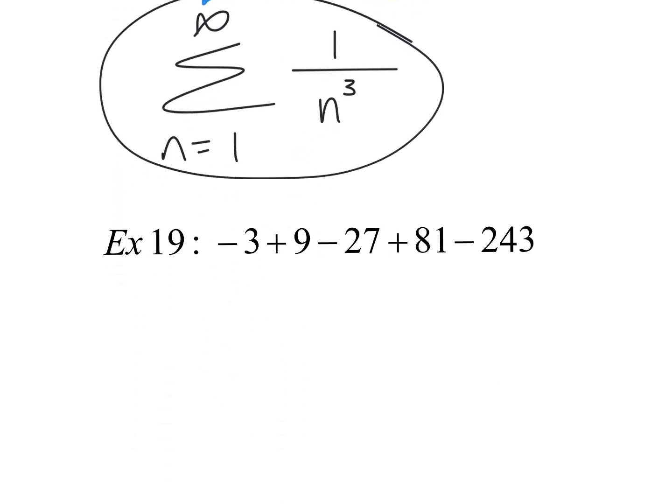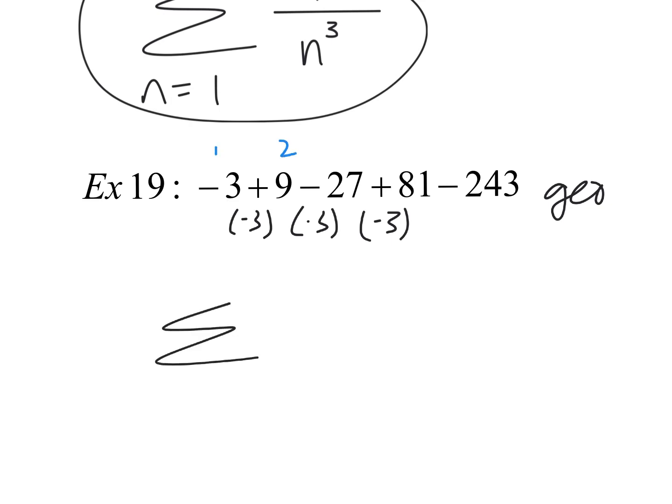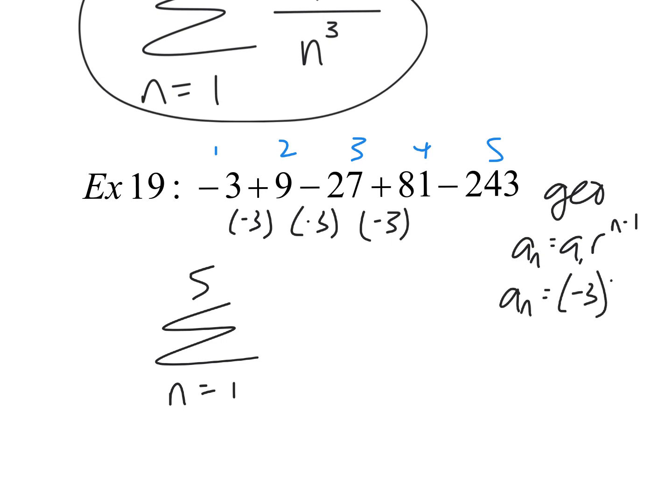Okay, last example. Starting with -3, let's see. Looks like I'm multiplying by -3, multiply by -3, multiply by -3. This looks like it's geometric. Okay, so I'm going to write my sigma notation. 1, 2, 3, 4, 5, starting at the first term, ending with the 5th term. And remember, I have a sub n equals a sub 1 r to the n minus 1 for geometric. So that means that my first term is negative 3. My ratio is also negative 3, to the n minus 1.